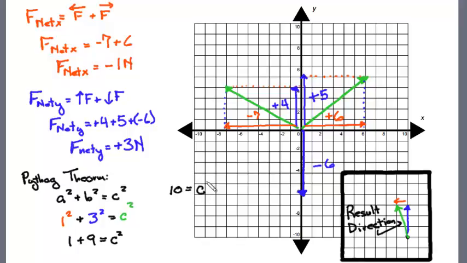I'm going to move up here so I have a little more space, and 10 equals c squared. I'm going to square root the right and the left in order to get rid of the square, and I find that c equals 3.1622, and then if I'm going to make it nice and neat, I'm going to call it 3.16. And I put it in green because it is a resultant vector. It's kind of in that direction.